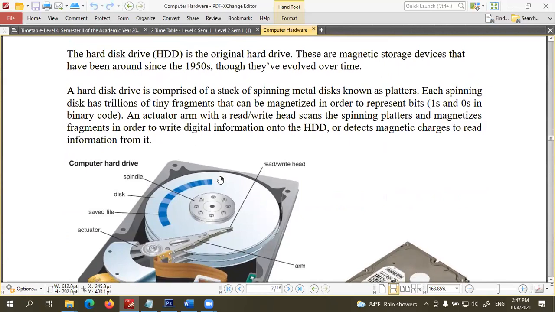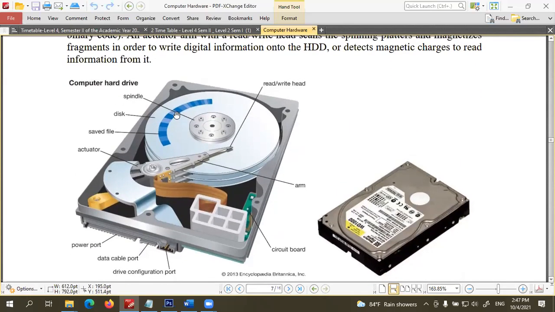In these magnetic hard disk drives, as you can see in the image, there is a magnetic plate, and the data will be stored in a magnetic structure. The data will be read using this reading and writing head, and the generation of electromagnetic voltage is used to read the data.